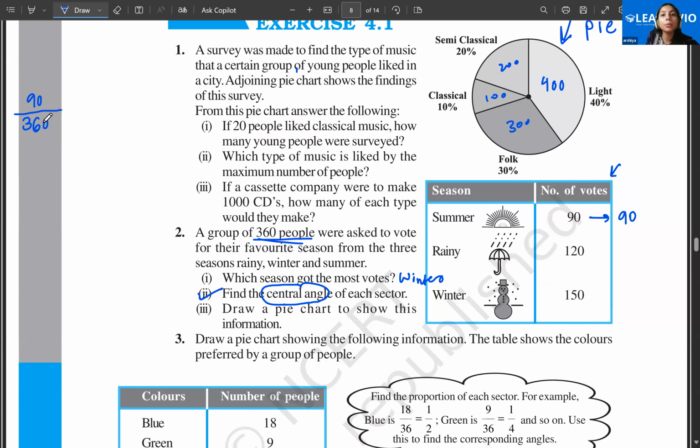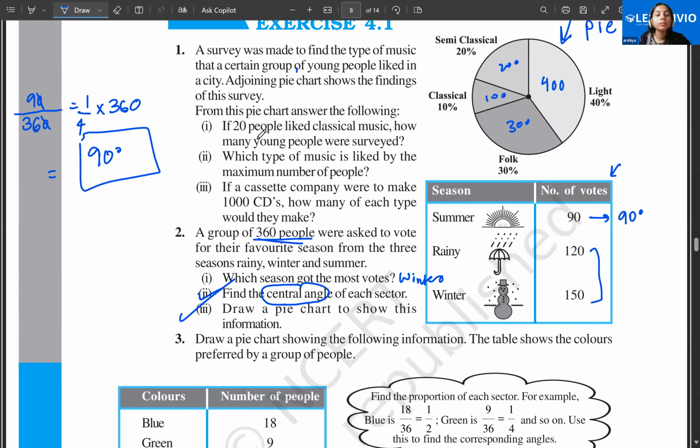So 90 upon 360. If you want, you can cancel out the zeros. 9 ones are 9 and 9 fours are 36. And then you multiply it with 360 degrees. Again, you will get 90 degrees. So 90 degrees is our central angle. For this one, our central angle is 90 degrees. Can you find it for the rest of the two and make a pie chart?